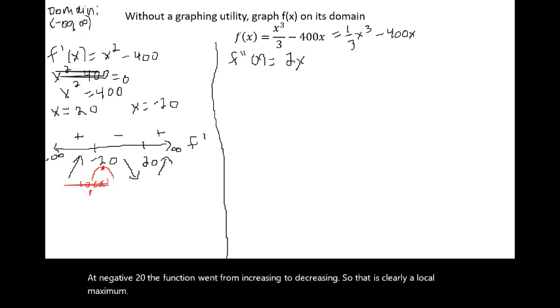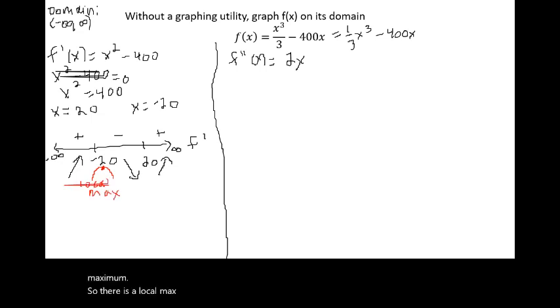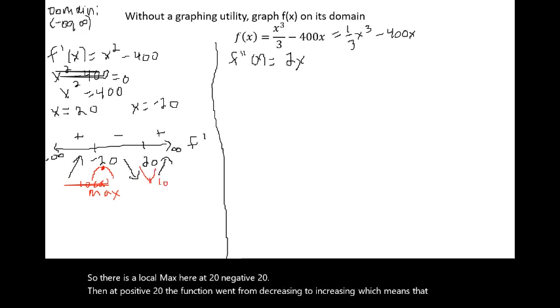So there is a local max here at negative 20. Then at positive 20, the function went from decreasing to increasing, which means that this is a local minimum.